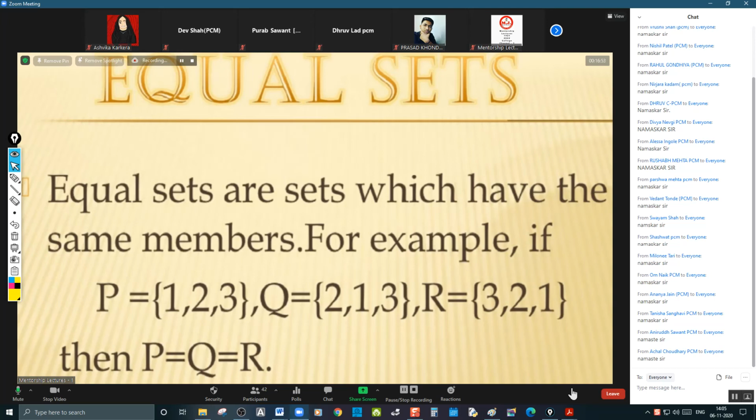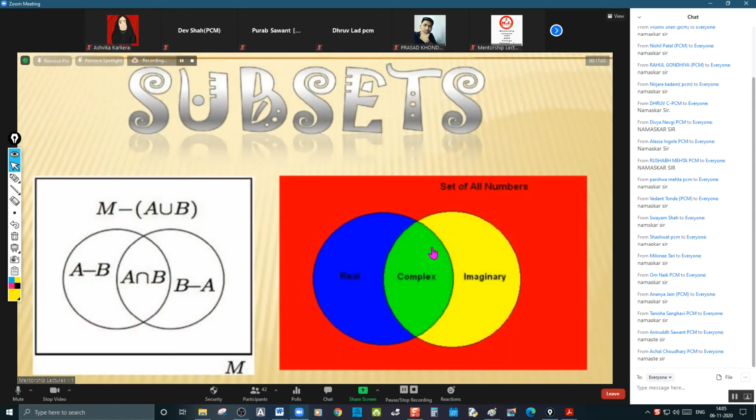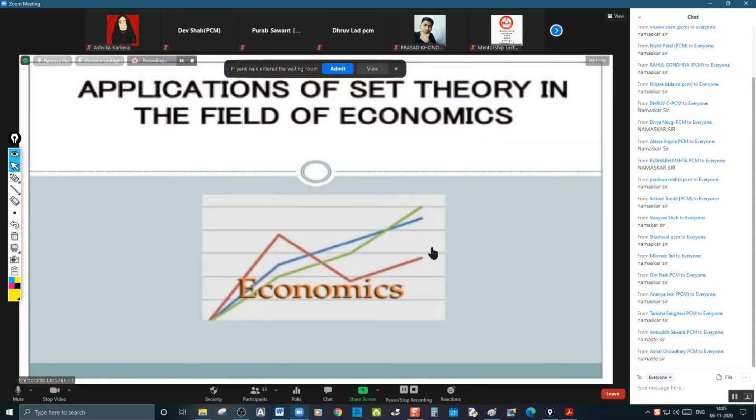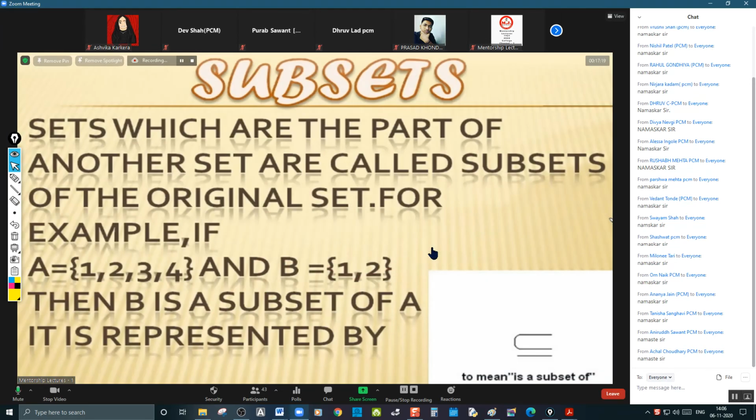In continuation to yesterday's lesson, we have seen yesterday the definition of set, different types of sets, and the problems based on it. That is how to represent a set, in the roster form and set builder form. Different forms we have seen.